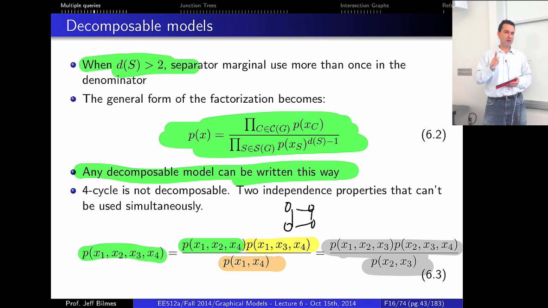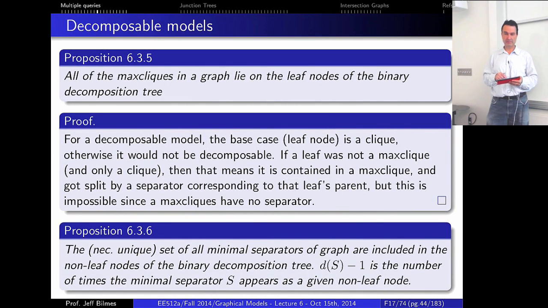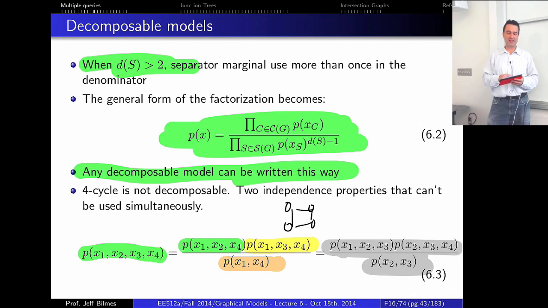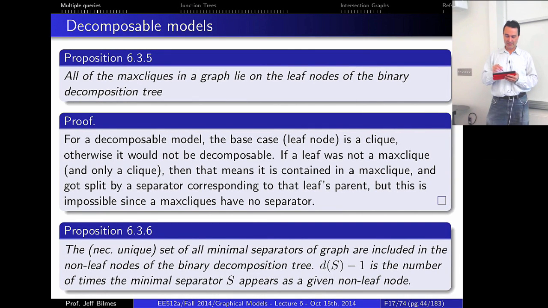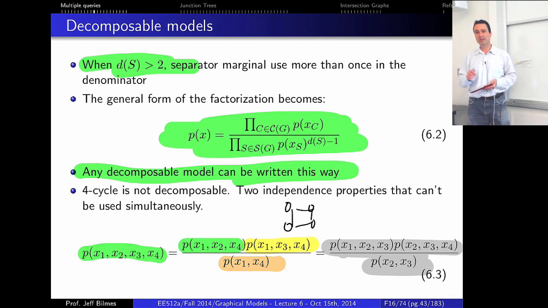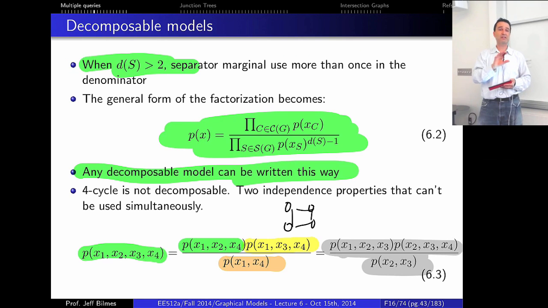So the separators are not maximal cliques, right? But what about the leaves of the decomposition tree? I think we have this theorem. You're anticipating exactly the next slide, which is, just by definition, the separators are not going to be the max cliques. Why? Because consider the base case: you've got a separator on the left-hand side, and a clique on the right-hand side. The separator is necessarily a subset of the clique, so the separator is not going to be a max clique. The question, however, is whether the leaves might be max cliques.